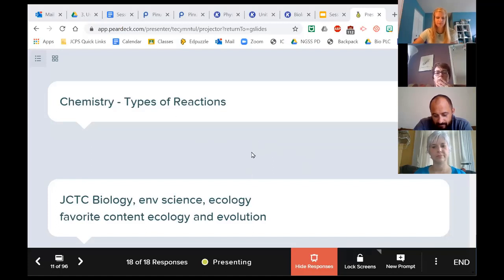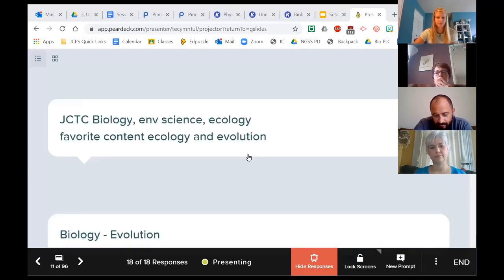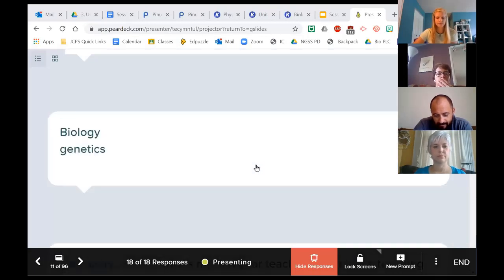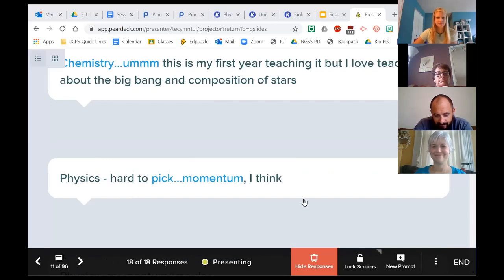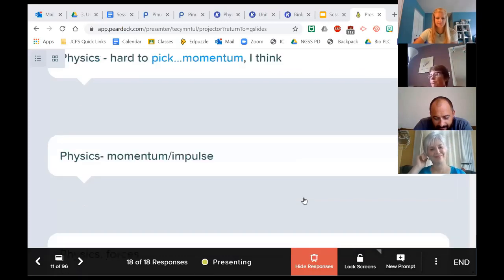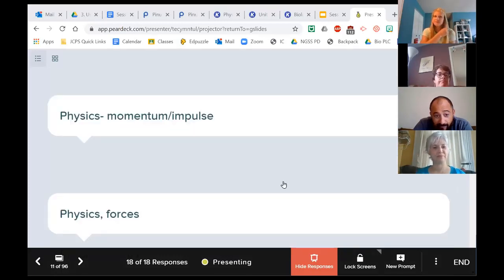Chemistry, types of reactions. Biology, environmental science, ecology. Favorite content, ecology and evolution. I'm right there with you. Biology, evolution, genetics. This is my first year teaching. The Big Bang and composition of stars is fun. Physics, hard to pick. That means you're an awesome teacher if you love everything that you get to teach in physics. But momentum and impulse.